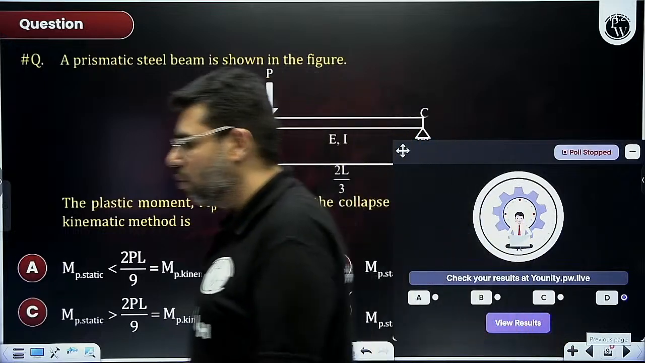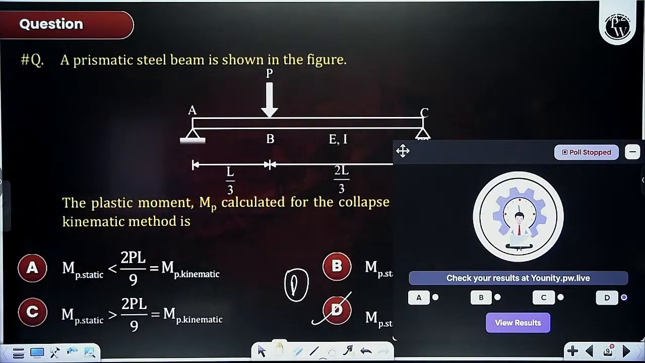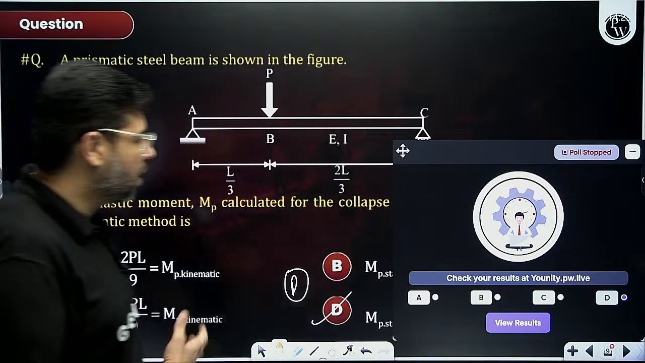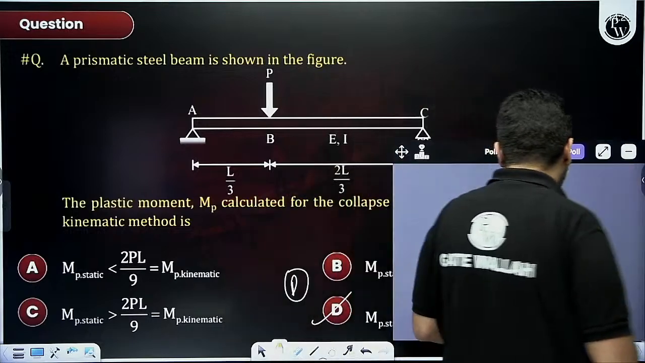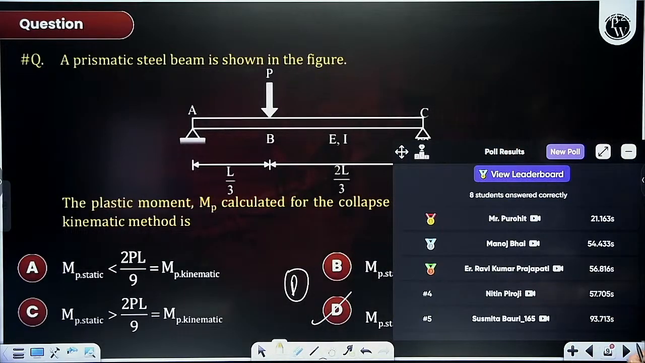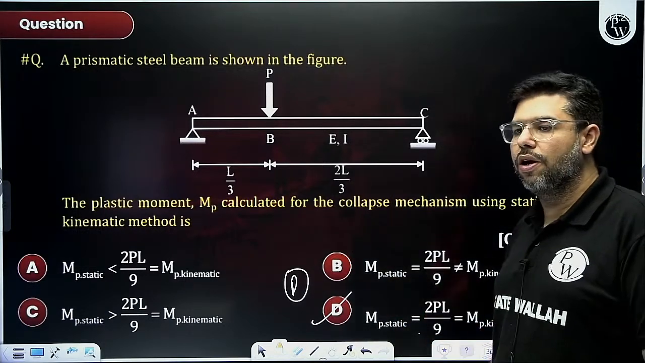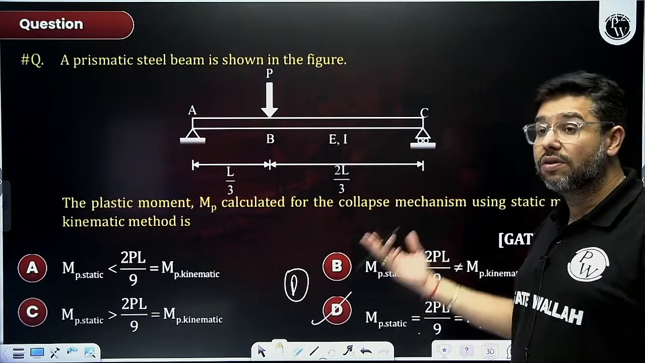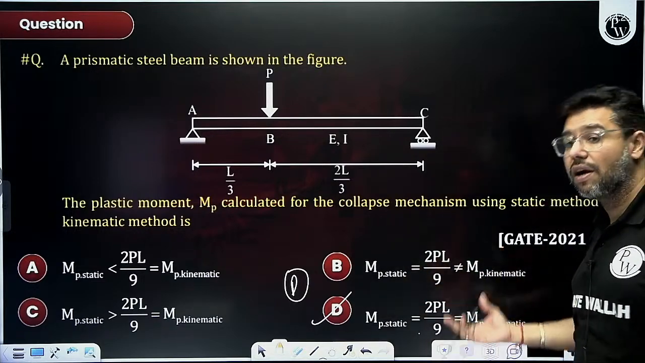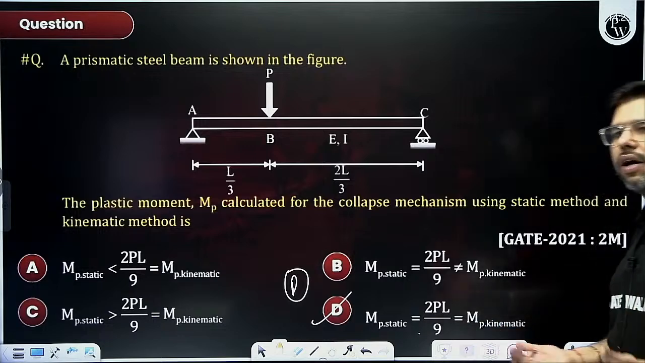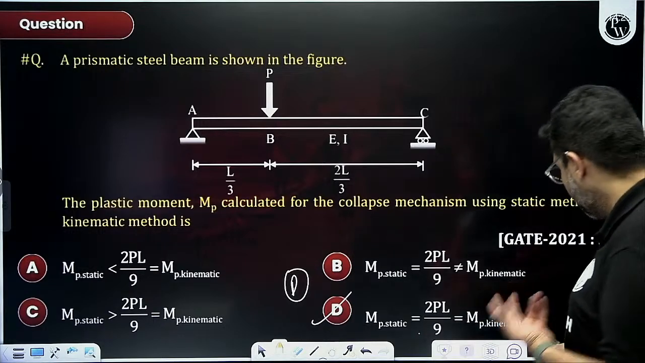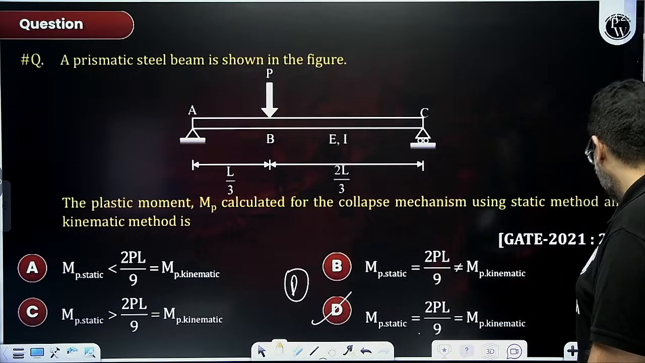Okay, so you could have solved the question like this. Yes, just without applying any method you could have given the answer. I am saying this, Mr. Purohit, you are very correct. Manoj, Ravi and so on, just by seeing the options I could have clicked the answer to be D, because the collapse load will be the same for the kinematic as well as the static method. So only D is the correct answer. By both the methods MP would come out to be the same.